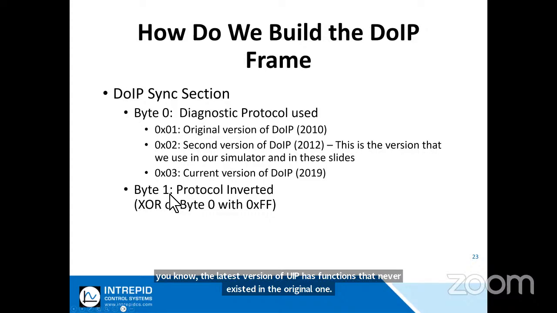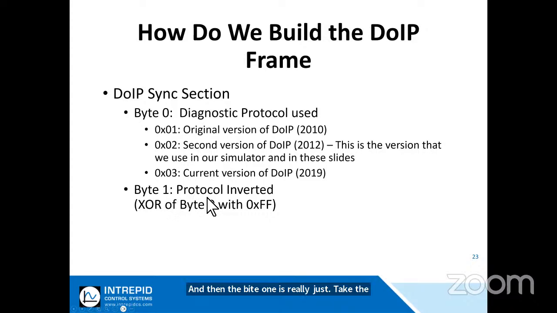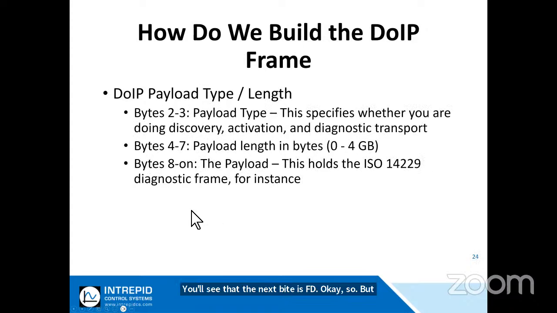And then byte 1 is really just taking the bits and XORing them all. So if I have 02, you'll see that the next byte is FD. But you'll see that here in a second. The next will be the payload type. Are you doing discovery, activation, diagnostic transport? There's other functions as well, and I'll go through all of those. And then the payload length. And then finally, from byte 8 on, we can put in the payload. And that holds that UDS diagnostic frame.